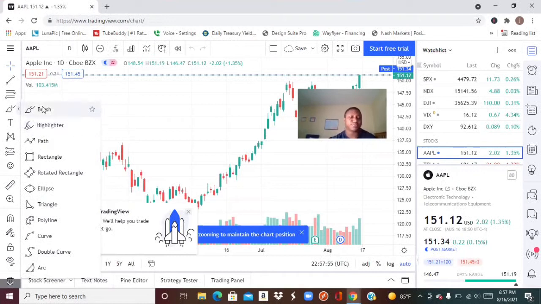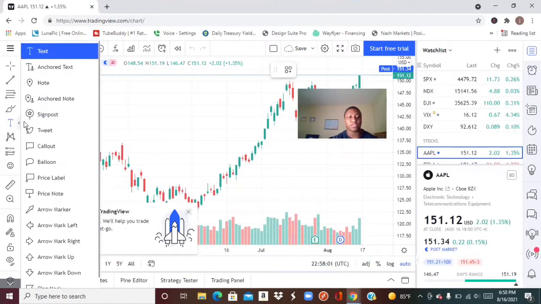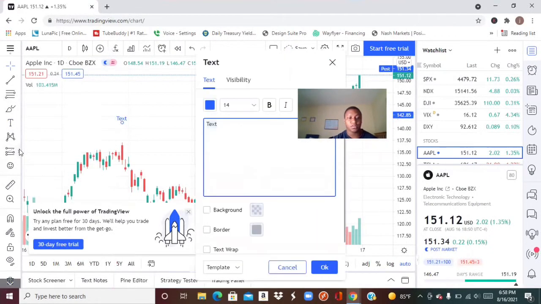You might use the brush. You're probably not gonna use it, but you're definitely gonna use the rectangle whenever you're trying to mark up stuff. You're gonna use the text tool a lot, just leaving notes for yourself and all of that.